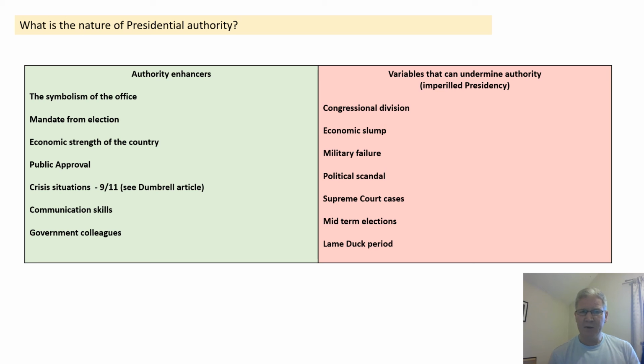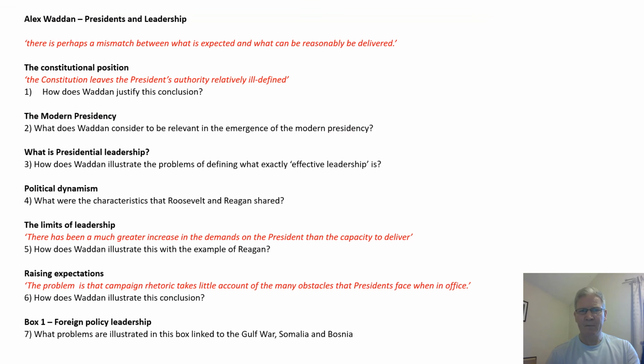So as you can see there's ways in which a president can perhaps use their authority to enhance their power, but at the same time can face certain variables that make it very difficult for them to actually run their office. We'll do more about that later.